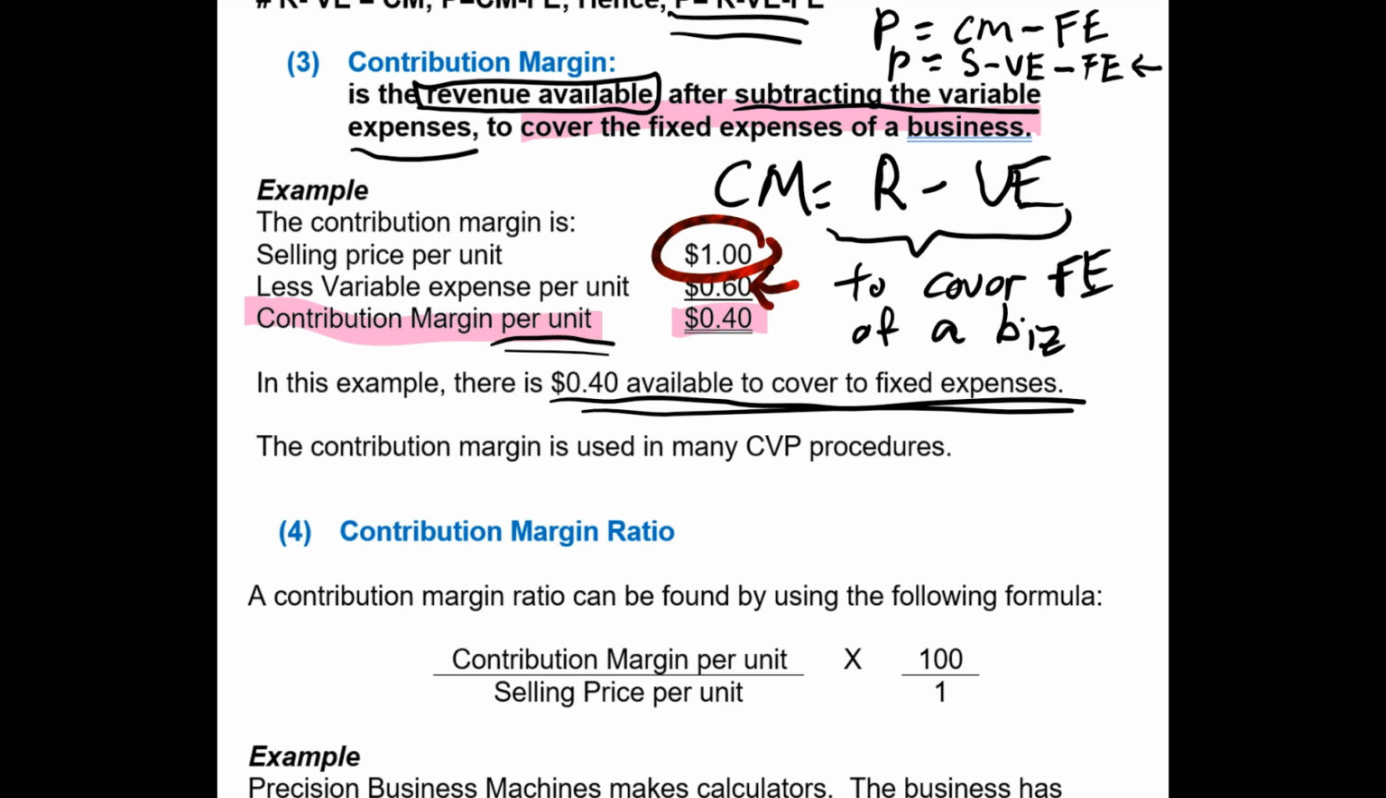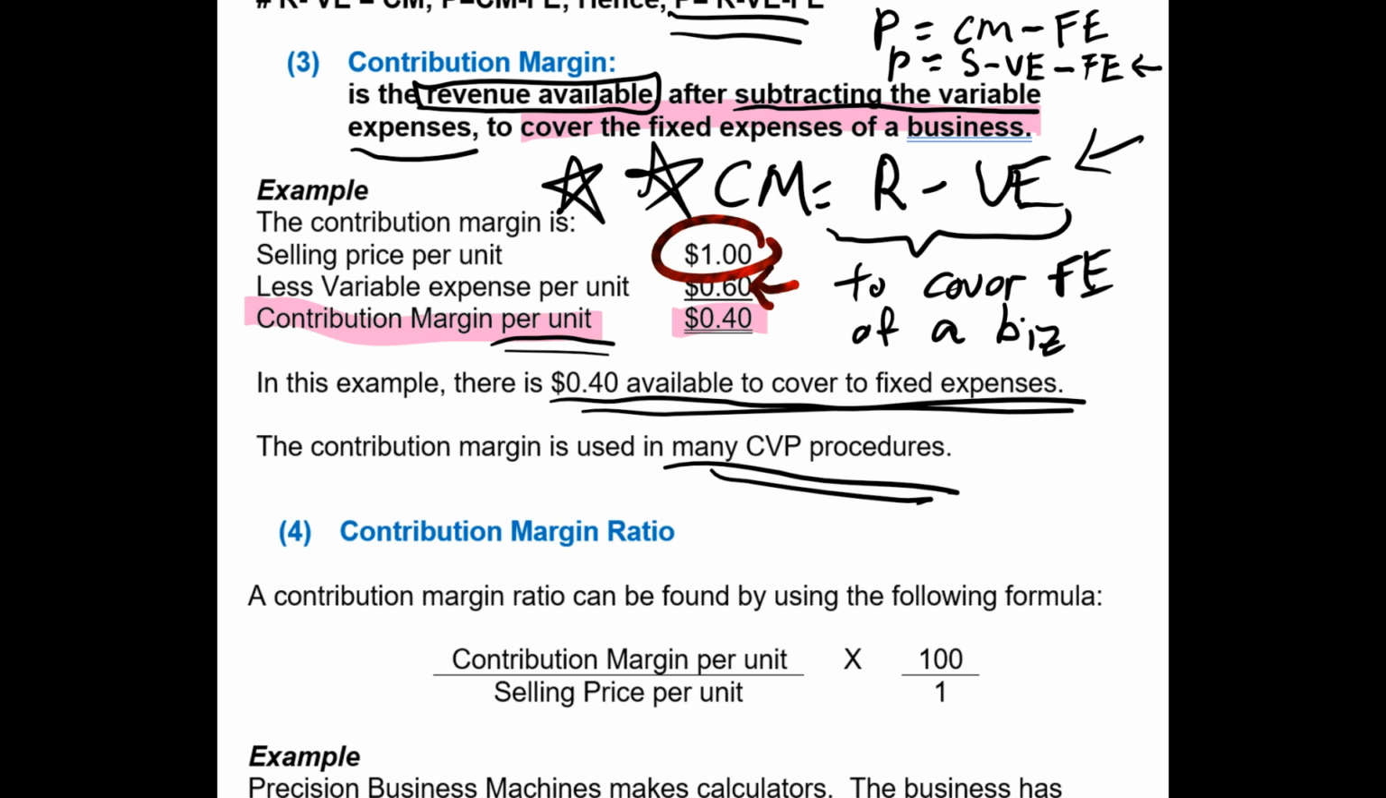Contribution margin can be used in many CVP procedures. So you must remember this formula. This formula is very, very important because you are going to use it a lot of times in CVP analysis.